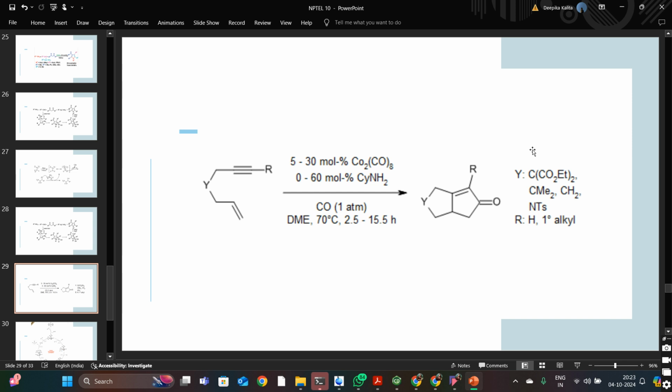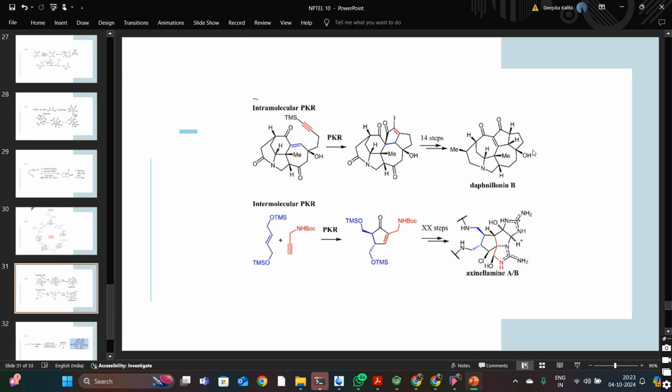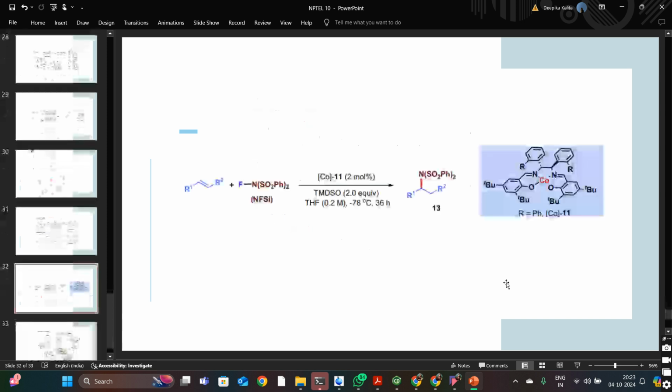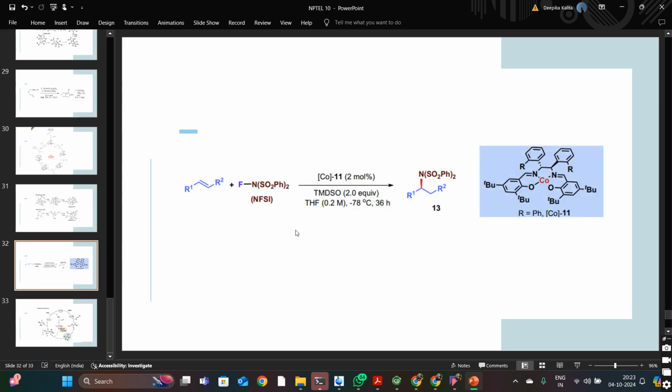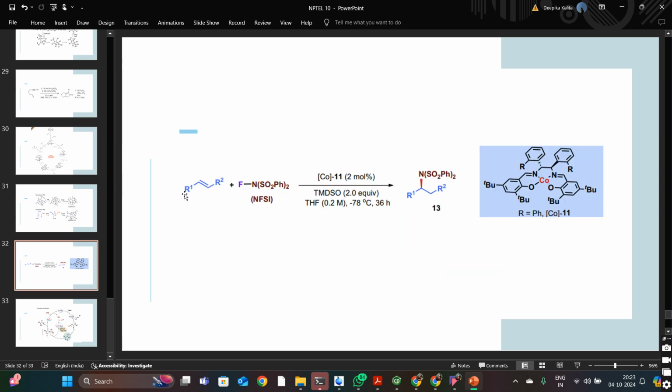Then we also discussed the mechanism of Pauson-Khand cycloaddition reaction, and we saw how Pauson-Khand reaction is used in the total synthesis of various natural products like daphnilongeranin B and xenylamine A and B. And lastly, we discussed this hydroamination reaction, which is cobalt catalyzed, where we got this amine product 13 starting from this alkene. Okay.